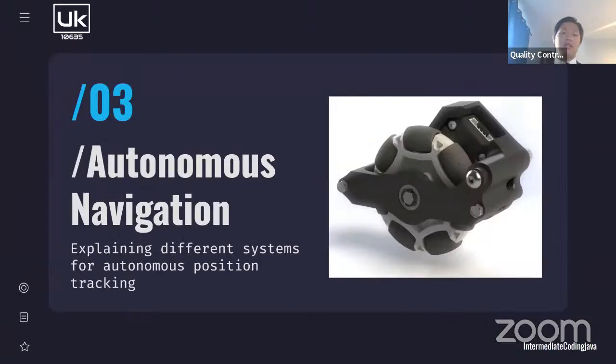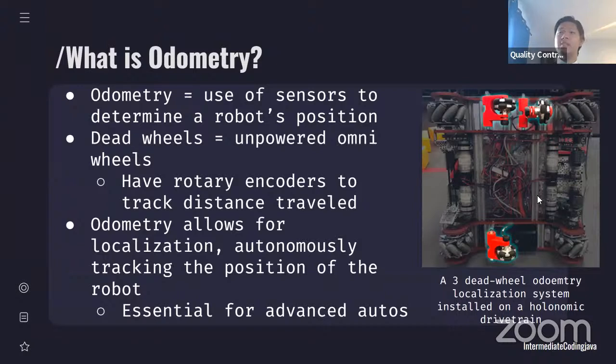Here's something a bit more interesting though, perhaps. This is autonomous navigation. This is how you can use odometry. So, first of all, what is odometry? Well, odometry is the use of sensors to determine the robot's position. It uses a dead wheel, which is an unpowered omni wheel. It has rotary encoders to track distance traveled. Odometry allows for localization, autonomously tracking the positions of the robot, essential for advanced autos.